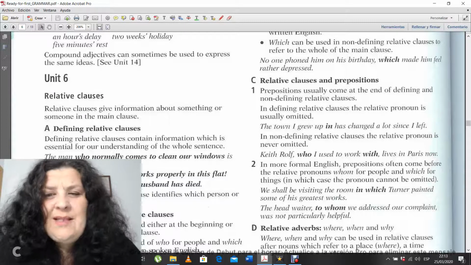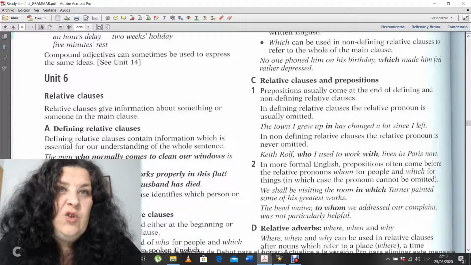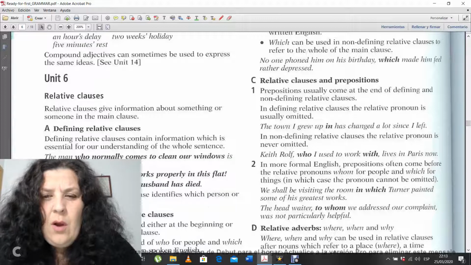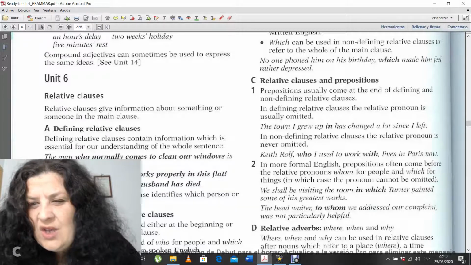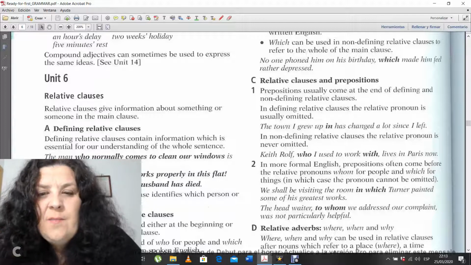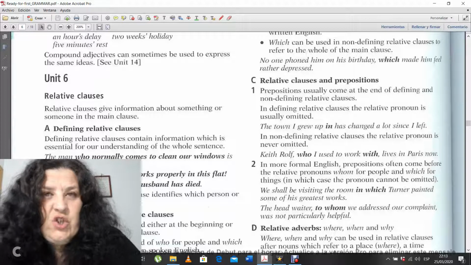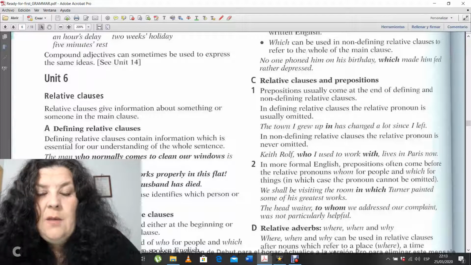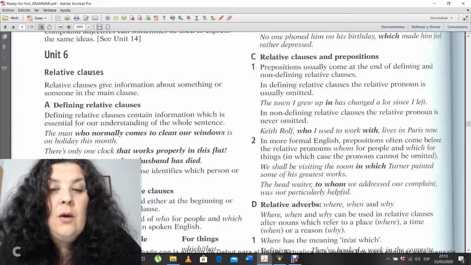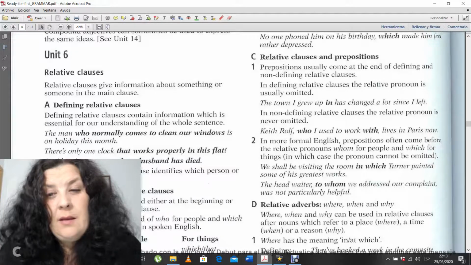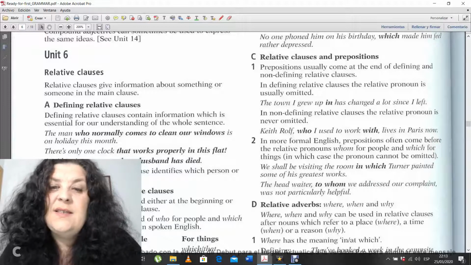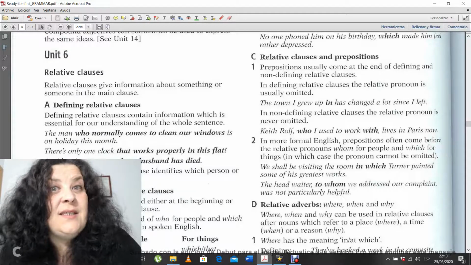In defining relative clauses, the relative pronoun is usually omitted. So, for example, the town I grew up in has changed a lot since I left. So, in this sentence, we have omitted which or that, because we could say the town that I grew up in, or the town which I grew up in, has changed a lot since I left, right? Because it's defining, so we can omit it.